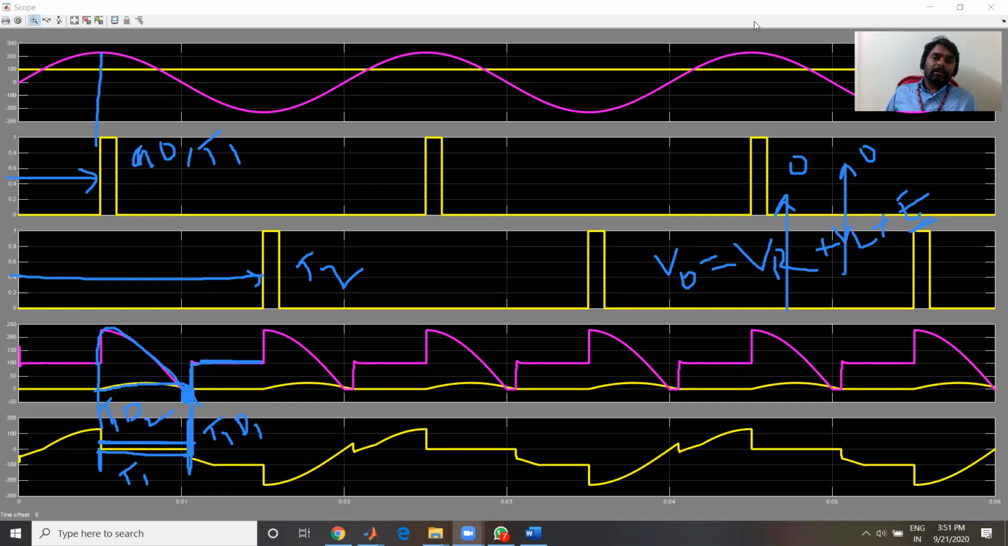Similarly, if I trigger T2 at this particular point, because D1 is already in forward bias condition during the negative half cycle, if you recall the circuit configuration.